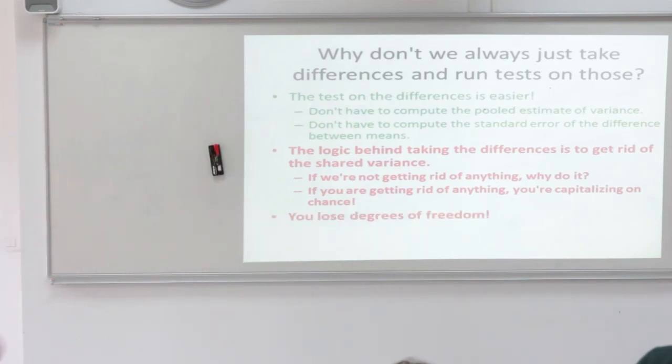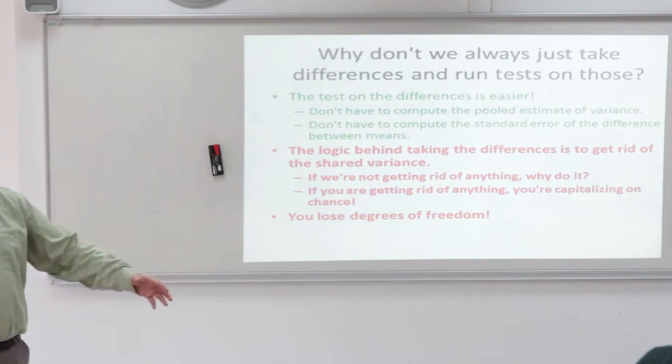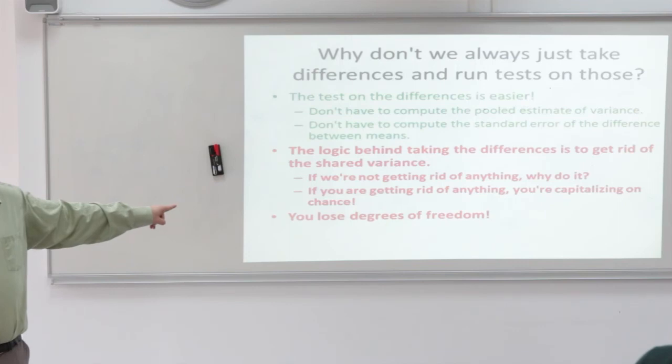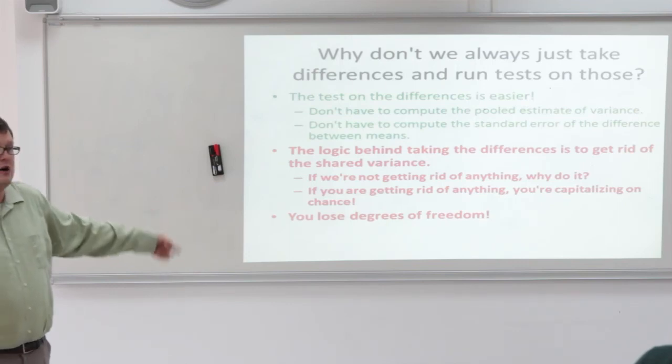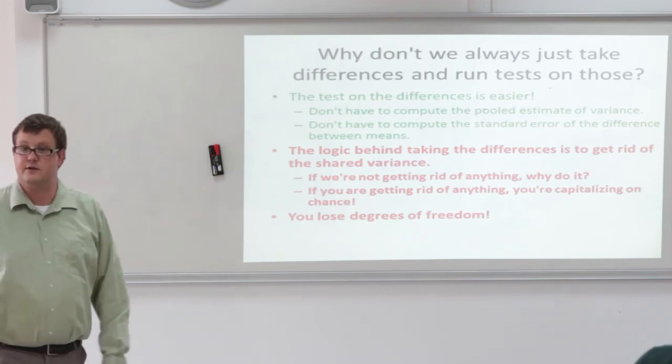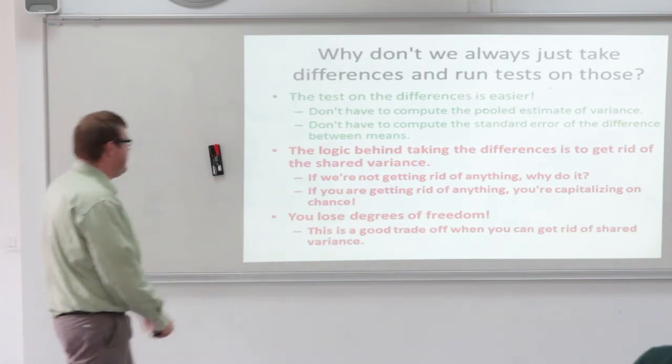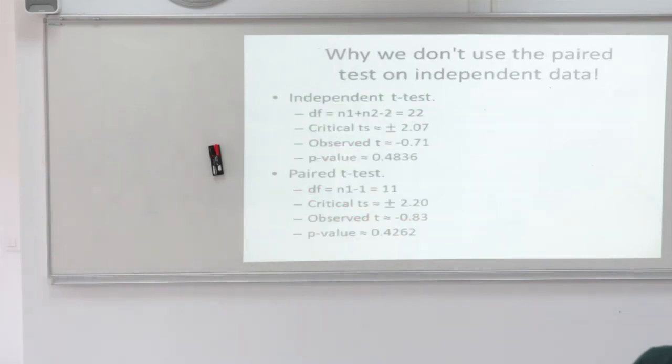You also lose degrees of freedom. So if you make the variance on the bottom bigger and you lose the degrees of freedom that you have, you're going to make it much, much harder for yourself to detect a true difference. You're going to lose power. Okay, this is a good trade-off when you can get rid of shared variance. Not such a great idea otherwise.